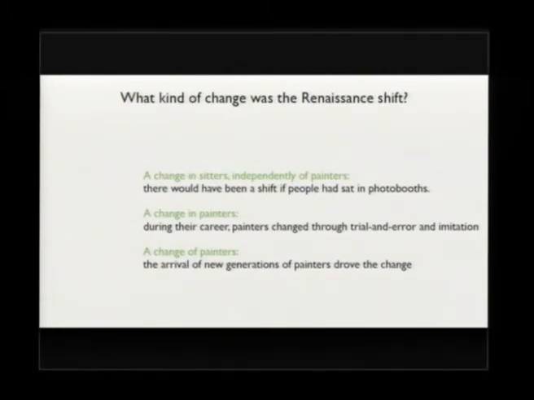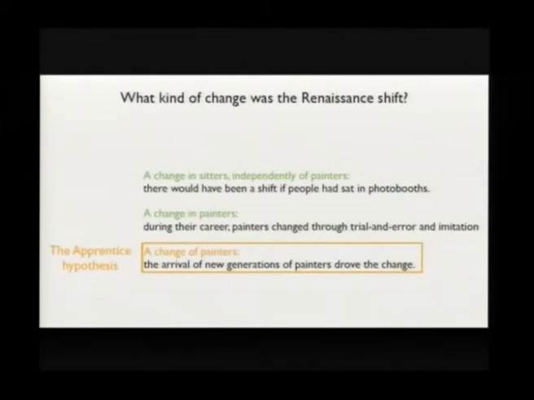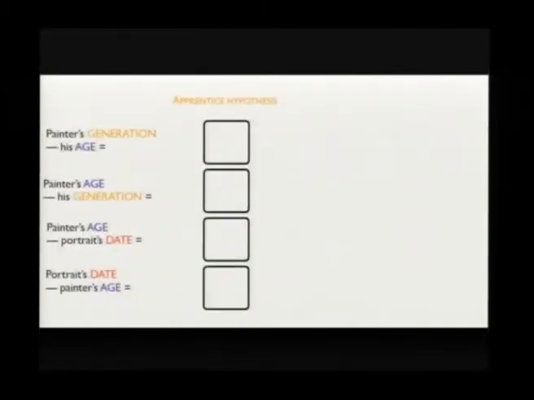So the arrival of new generations of painters would be driving the change. And for reasons that I explained when I started, this is the hypothesis that I privilege, the apprentice hypothesis. How do you test it? The test is quite simple, and it starts from a very simple demographic fact, which is that a person's date of birth is equal to the date at which you observe them minus their age at that point. So we know that if we take a painter's date of birth and control for his age, we get a neat effect of generation.